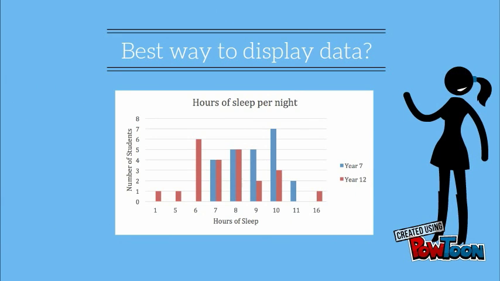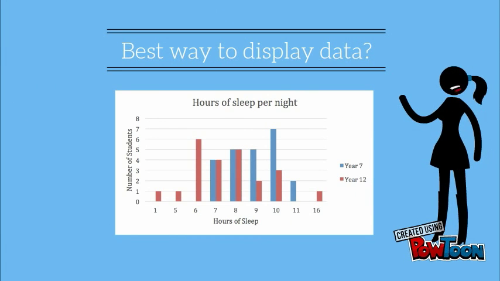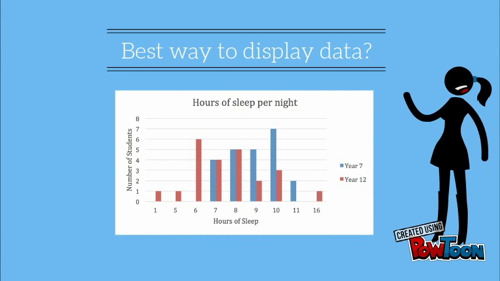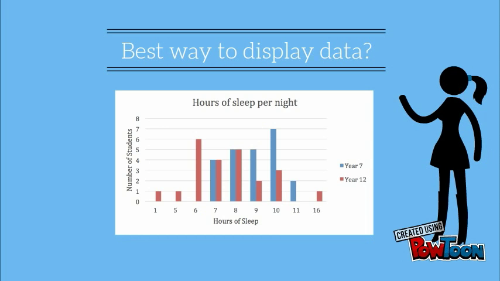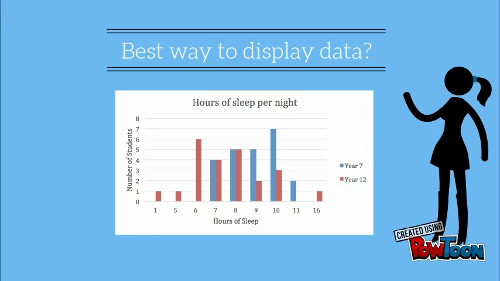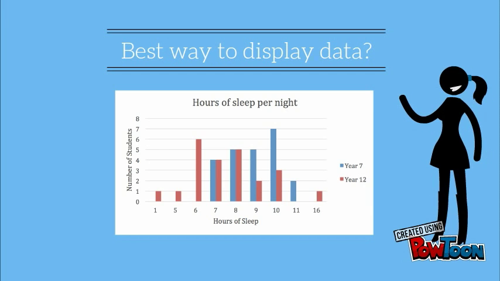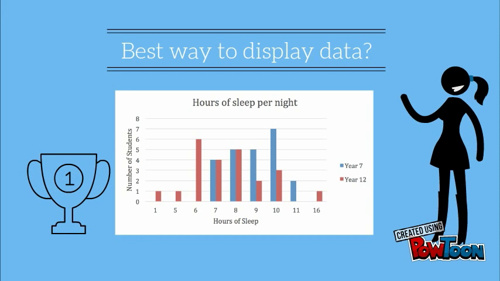The double column graph was the most useful display as it is easy to graph and read when comparing the difference of hours slept by Year 7s and 12s, while the stem and leaf plot was least practical as data is not able to be shown with normal distribution.